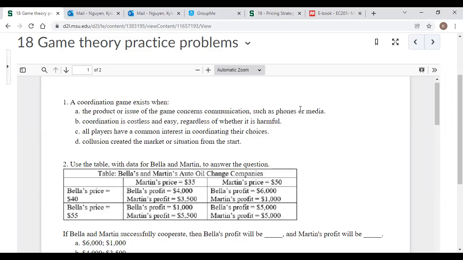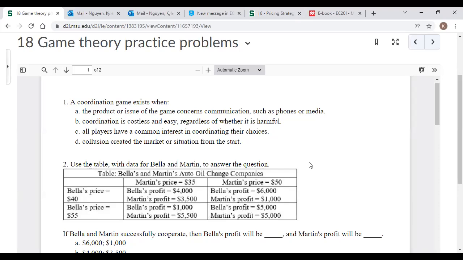B, coordination is costless and easy, regardless of whether it is harmful. Coordination is never going to be costless because oftentimes it is not the Nash equilibrium, which basically means that there is a better option for the player. However, if they take that option, the other player might do something and ruin that option. So coordination is never costless. Heck, you can even look at this table down here and notice how the answer is 5,000, 5,000, but each party could easily do something else to make more money. So it's never costless. You give up some money in exchange.